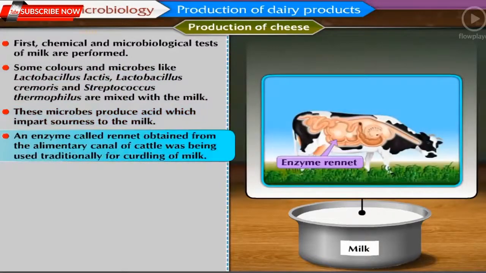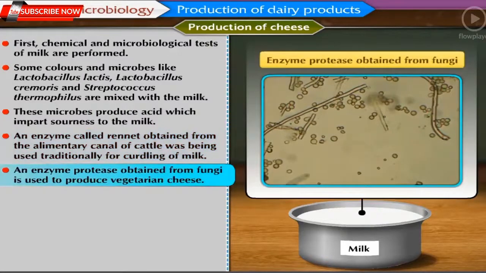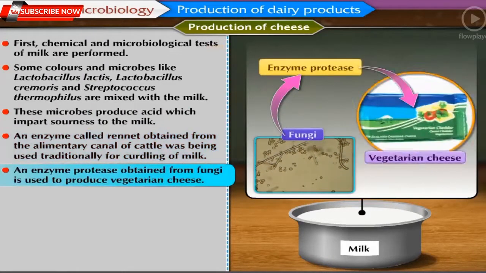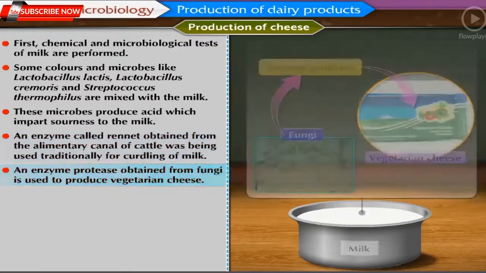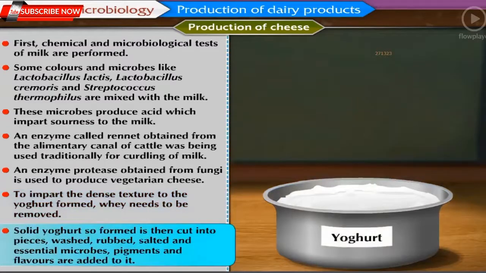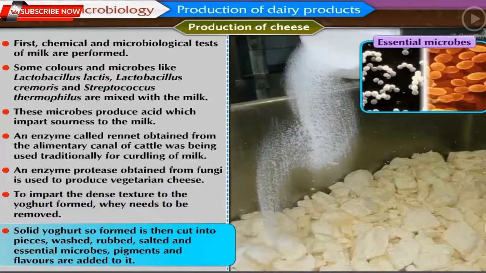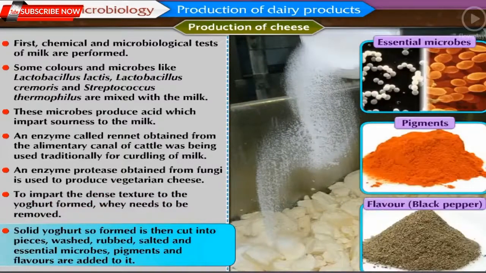An enzyme called rennet obtained from the alimentary canal of cattle was being used traditionally for curdling of milk. However, nowadays an enzyme protease obtained from fungi is used to produce vegetarian cheese. After this, to impart the dense texture to the curd formed, whey, that is water in the curd, needs to be removed. After the whey is separated, solid curd so formed is then cut into pieces, washed, rubbed, salted, and essential microbes, pigments, and flavors are added to it.